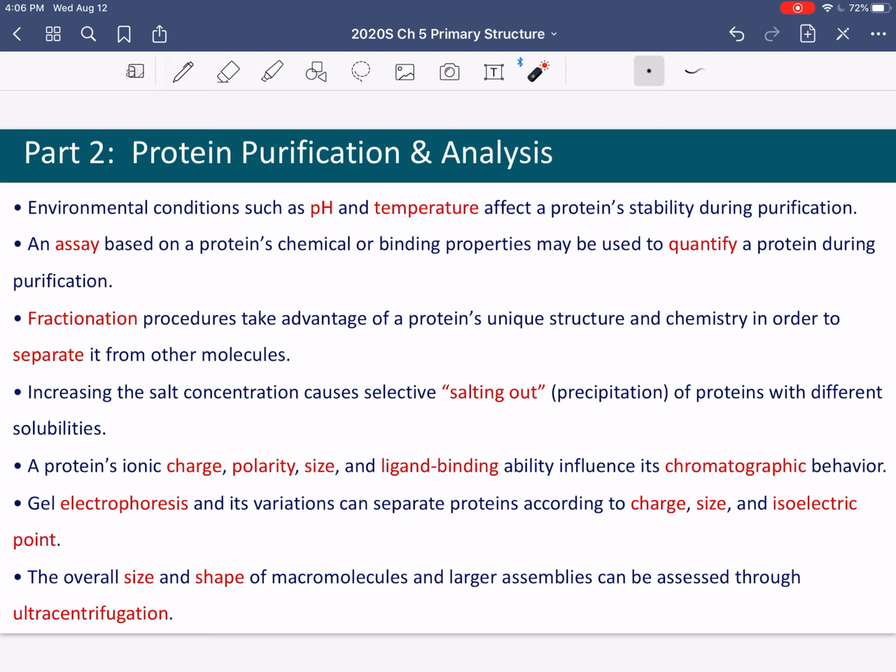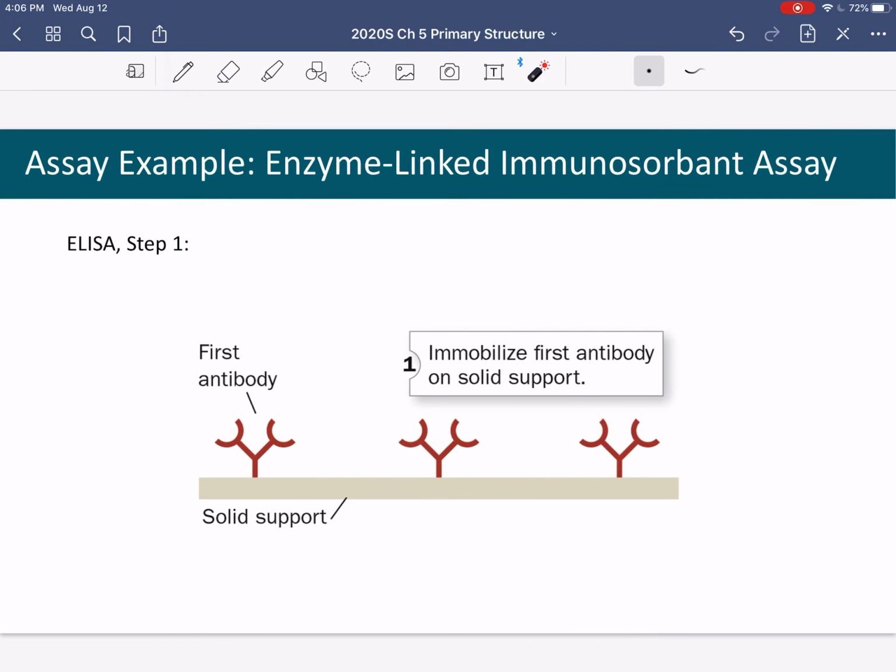We'll also talk about ultracentrifugation, which is a way to separate very large macromolecules, such as the ribosome, which you might remember is separated based on its sedimentation coefficient, and that's done by ultracentrifugation. So we'll talk about that at the end of part 2. Okay, we're going to start this part by defining an assay. Remember, an assay is a test that assesses the presence and abundance of your molecule, in this case your protein.